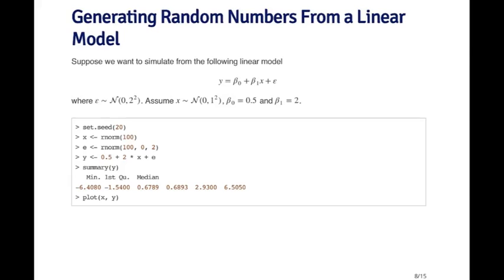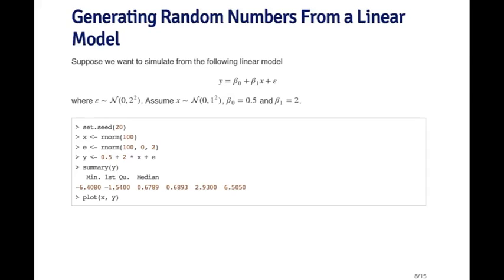The outcome is going to be generated using these two regression coefficients. I've got an intercept beta naught and a slope beta 1. I'm going to assume that beta naught is equal to 0.5 and beta 1 is equal to 2. So the question is, how do I simulate from this model now that I've specified what it is? First I set the seed. Remember, it's always very important to set that seed. So I set it to 20.